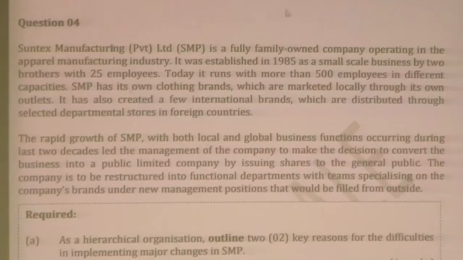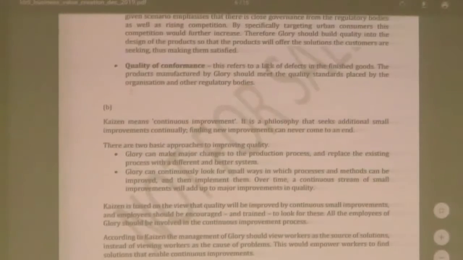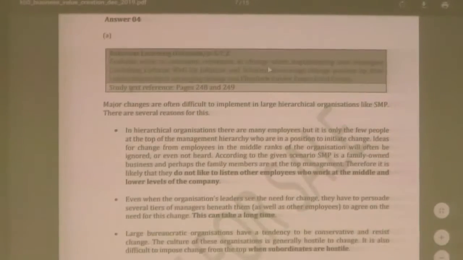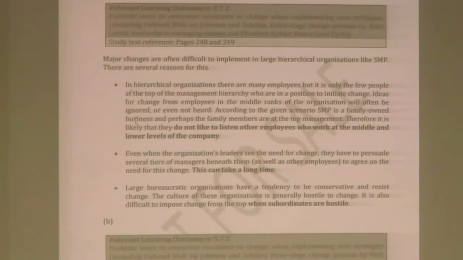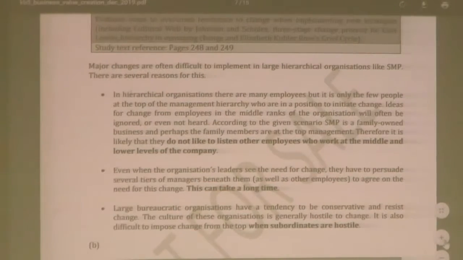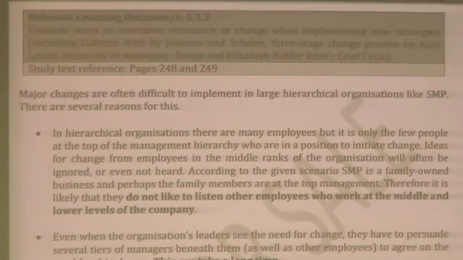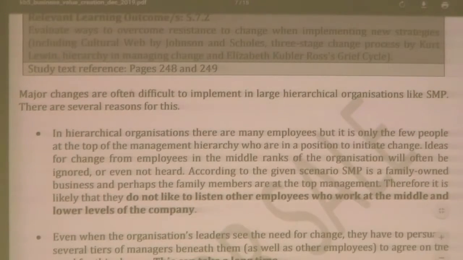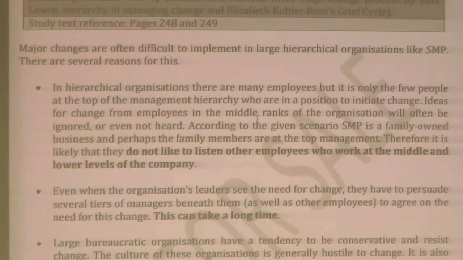So this is question number 4. Let's read the answer and see. And let's do a discussion. Major changes are often difficult to implement in large hierarchical organizations like SMP.